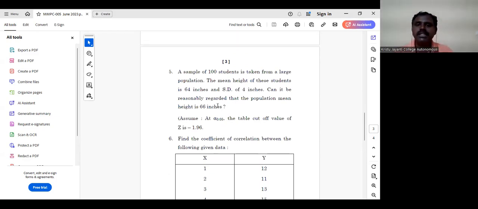See here, in this question also I explained to you. A sample of 100 students is taken from a large population. The mean height of these students is 64 inches and the standard deviation is 4 inches. Can it reasonably be regarded that the population mean height is 66 inches? This problem we solved. I said it is hypothesis testing. You have to take which is the null hypothesis and which is the alternative hypothesis, and test it. If you take this kind of problem, the solution will be very simple, with very few steps, and you can easily get the answer.